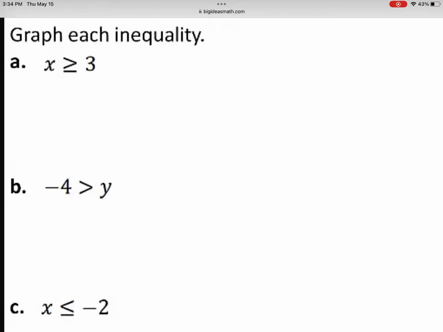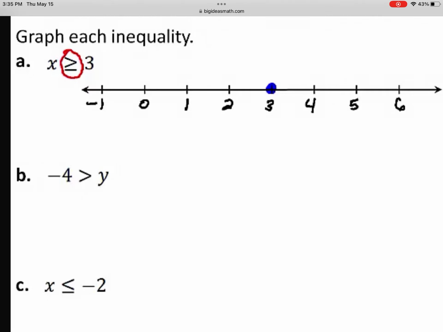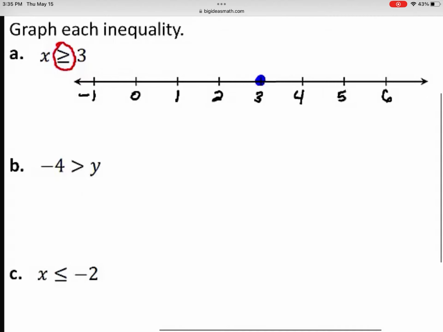Graph each inequality. Part A. X is greater than or equal to 3. Because the inequality symbol includes equal to, 3 is a solution. So draw a closed circle at 3 on a number line.